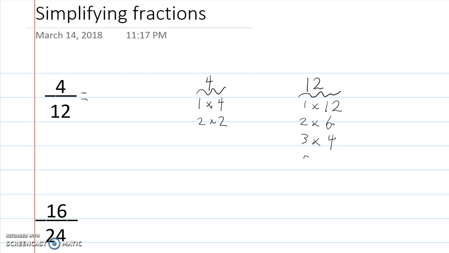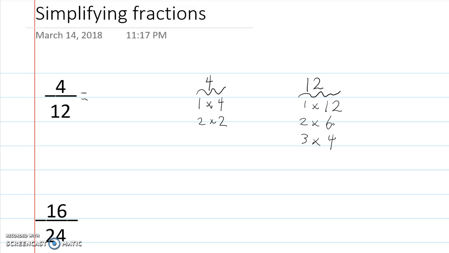So the only other number we can check is 5. 5 times 1 doesn't work. 5 times 2 is 10. 5 times 3 is 15. So that doesn't work. So those are our only combinations. Okay. So now we know those are our only combinations.